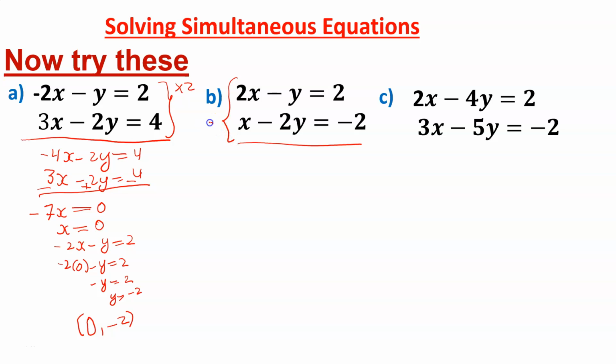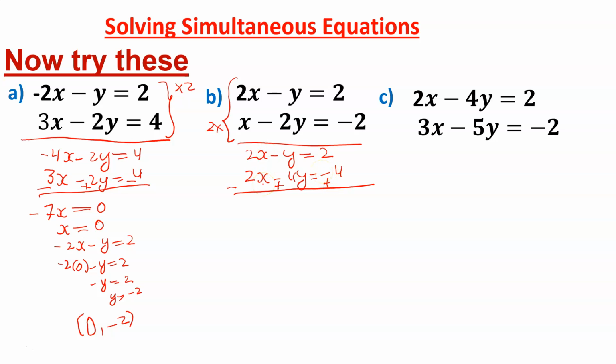Okay, so let me multiply here by 2. By doing that, the top equation stays the same: 2x minus y equals 2. And the bottom equation becomes 2x minus 4y equals minus 4. You underline it. The x's are the same, so you need to take away. You need to multiply it by minus. This becomes plus because minus times minus gives you plus, and this becomes plus as well because you are multiplying with minus.